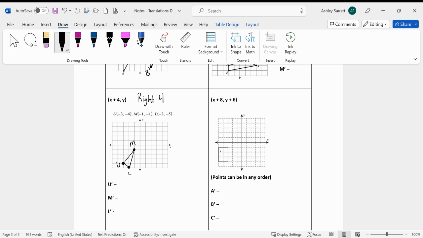All right, so I'm going to take each point. I'm going to start with point U, and we're just going to move it right 4 units. So here is U prime. That is at positive 1, negative 4. Point M, I'm going to move it right 4 places. So M prime is now at positive 3, negative 1. And point L, so L prime will now be at positive 2, negative 5.